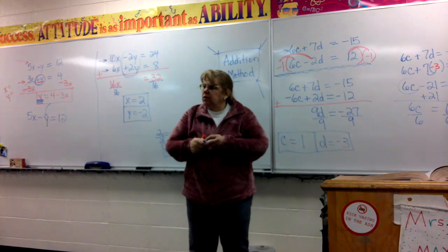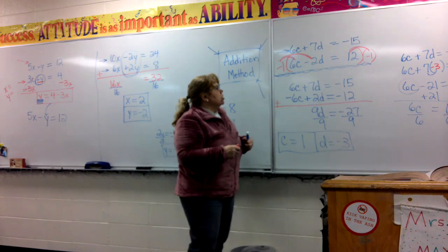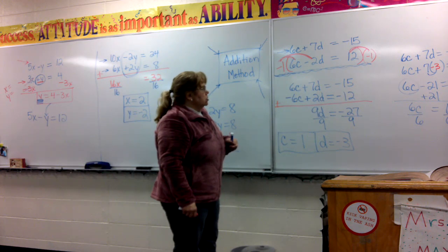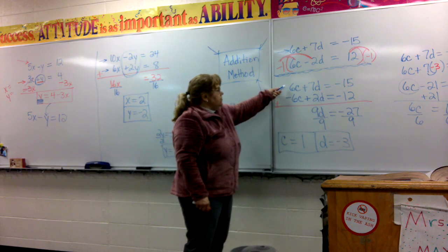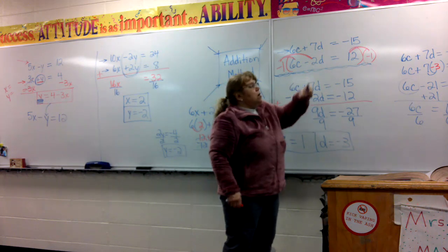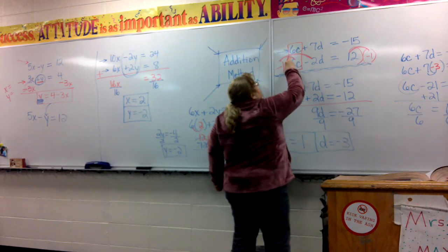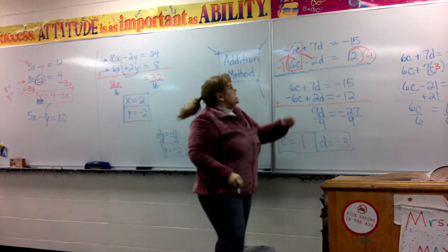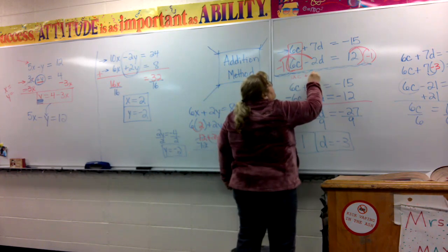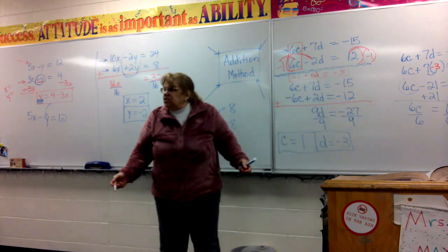Yes? Isn't there already a positive and negative in the equation too, like in the beginning of the equation? If you got 6c plus 7d equals -15, and then you got negative. But in order for it to work, those have to be opposite. If it's 6 and 6, if you just add them up the way they are, this is going to be 12c plus 5d equals -3.